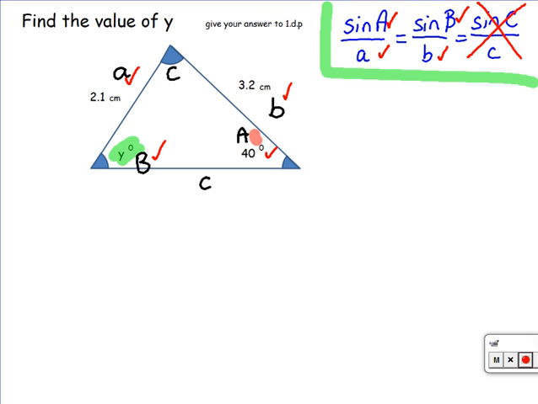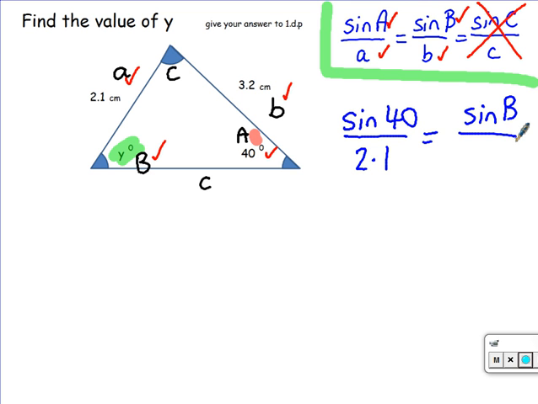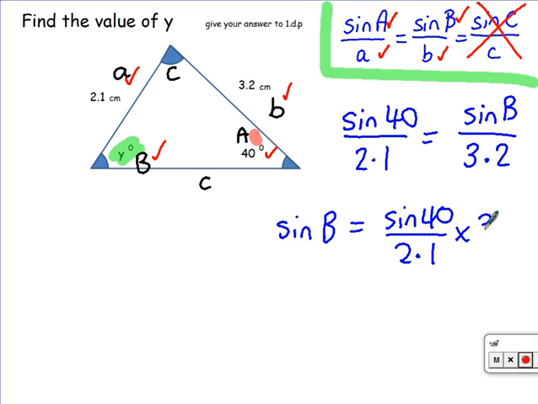Next, we substitute in our numbers. So sine A is sine 40, because angle A is 40, over little a, which is 2.1, is equal to sine of B, which we don't know, over little b, which is 3.2. Do a bit of rearranging again. We're going to have sine B equals sine 40 over 2.1 times by 3.2.